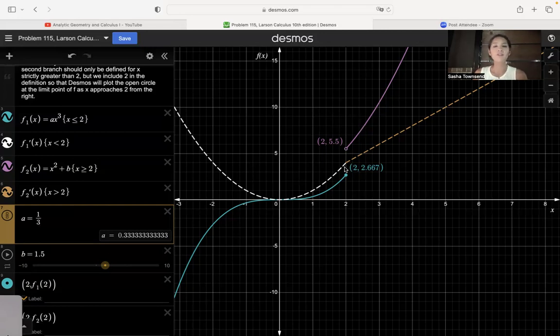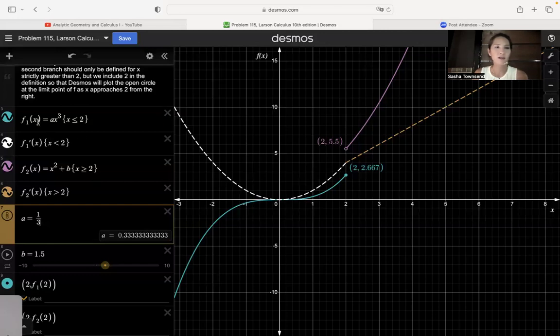We said, okay, what do we have to do to make sure that they meet? Now that I know that a equals 1/3, I can take the limit of this function as x approaches 2 from the left, and the limit of this function as x approaches 2 from the right. And then we can see what our b value would have to be so that the limit from the left is equal to the limit from the right. Now, because we've already chosen a, because we've calculated a by requiring that the derivative have the same value at x equals 2 as we approach 2 from the left and from the right, that first branch is done. There's nothing else to change over here.